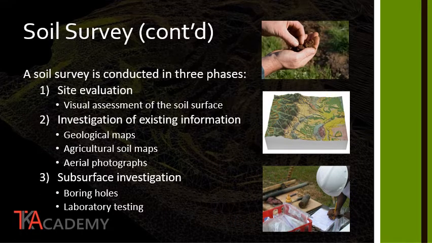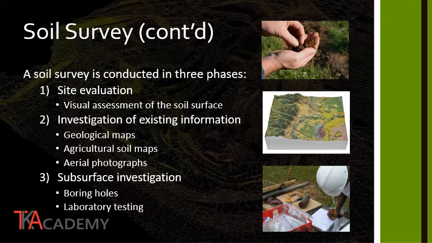The soil survey is typically conducted by a geotechnical engineer, and it is conducted in 3 phases. The first phase is the site evaluation. This is the on-site visual assessment of the soil surface. In this phase, the geotechnical engineer is looking for visual clues of what may be going on with the soil. Things such as vegetation, surface water, and more importantly, soil contamination.